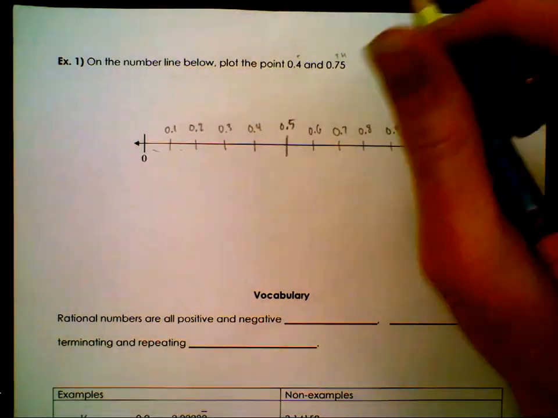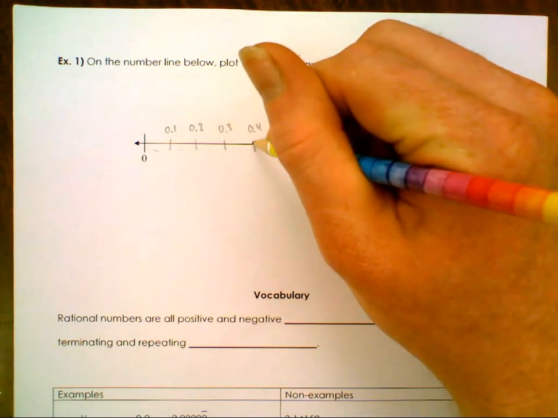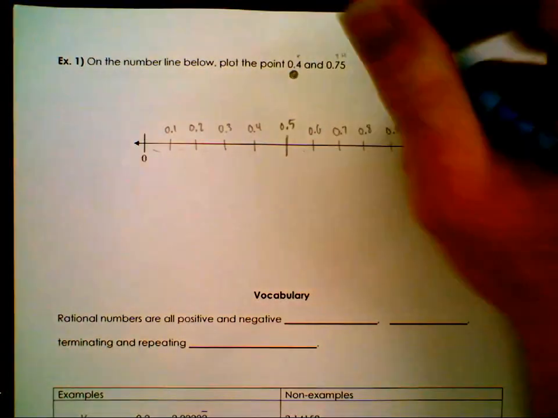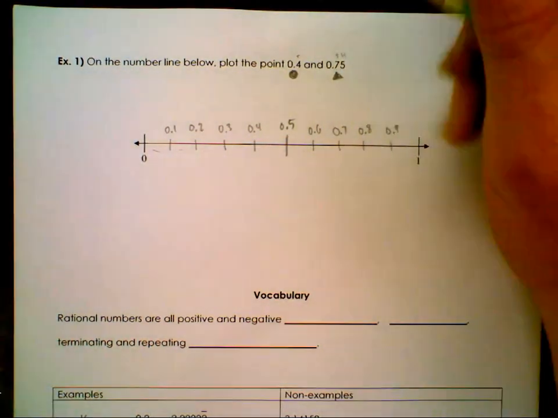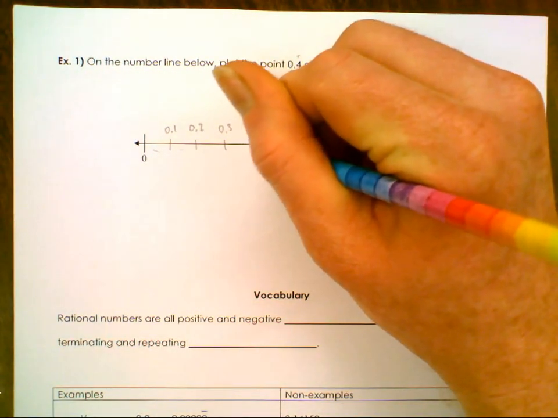Now, 0 and 4/10 is really easy because I already labeled that with my tenths. I'm going to do this one. This will make a circle, and this one I'll make a triangle, so I can mark them distinctly on my line. So 0 and 4/10 goes right here.